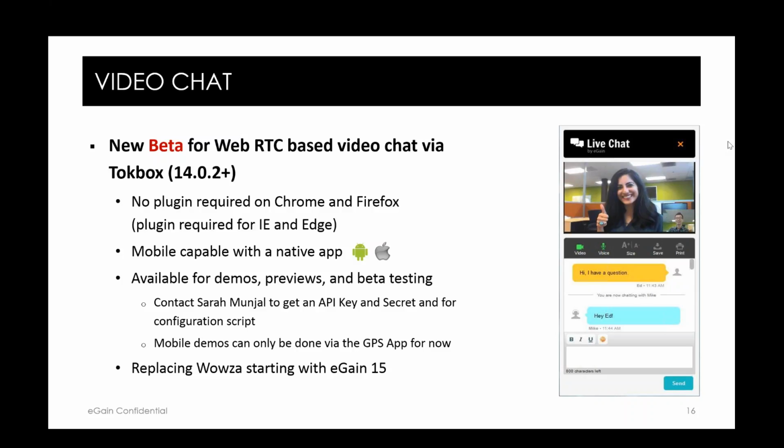It's available as beta for our demos. We already have a few demos that are enabled, people who are trying this thing out. It's a new service provider called TalkBox. It's a WebRTC-based capability instead of a Flash-based capability. It's cloud, meaning even if the customer is on-premise, the video chat's always going to be on cloud. That's because our service provider is a cloud-based service provider. So your video streams are always going to go through a cloud-based service provider. That's really a key message that you want to take away from this one.